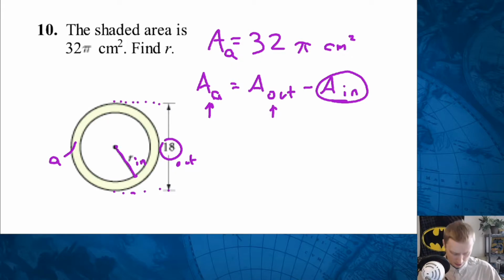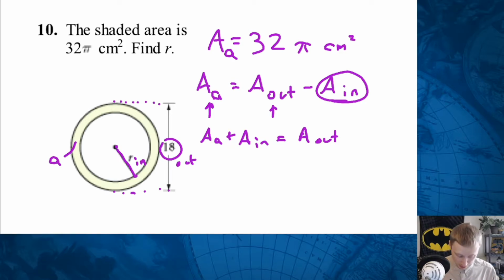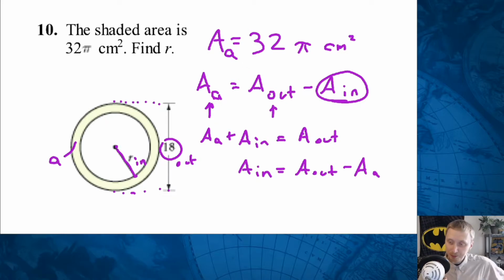So I'm going to do a little quick algebra here. We're going to isolate the area of the inside, right? If we want that one, we could add to both sides. That would give us A sub a plus A in equals A out. But I don't want to solve for A out, so I got to subtract again to get A in all by itself. So A in is equal to the area of the outside circle minus the area of the annulus. All right, that's not too complicated. It's subtraction of two areas.